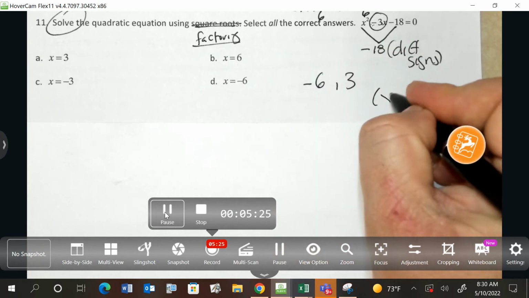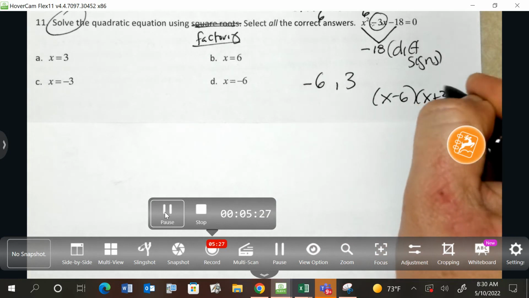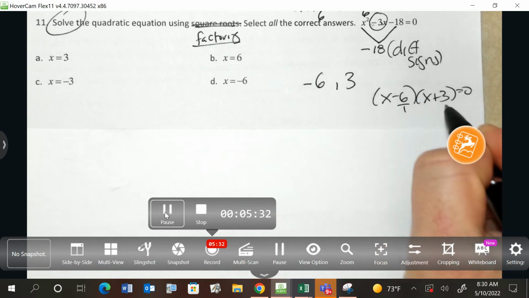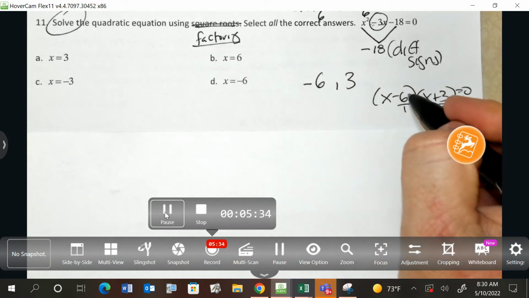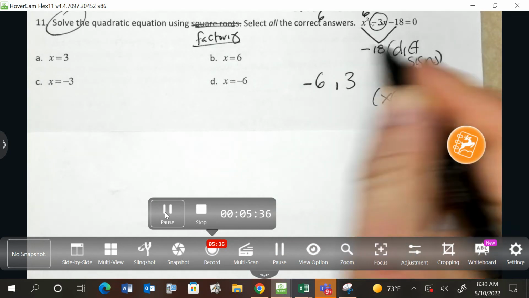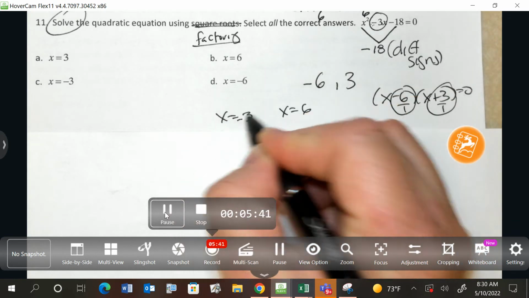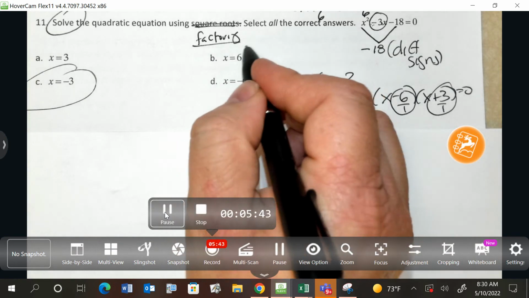So I have x minus 6 and x plus 3. Because the leading coefficient is a 1, I don't have to worry about putting this underneath. It doesn't change anything. Remember, these lied to us. So one answer is 6, and the other answer is negative 3. So that's one answer, and here's the other.